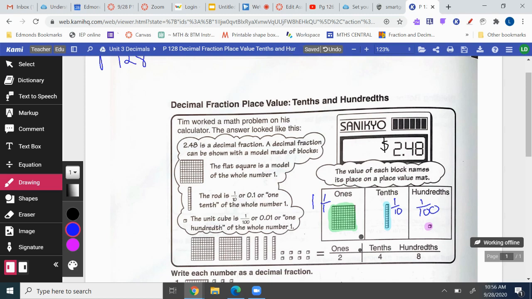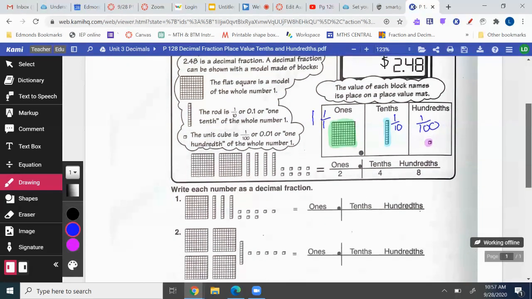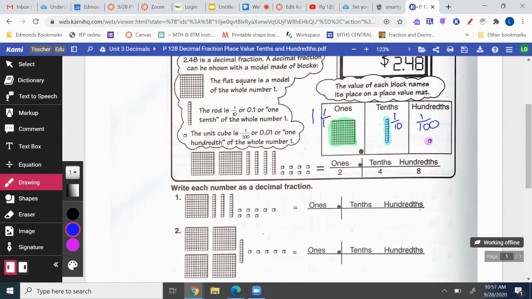So they talk about that he worked this problem and that 2 and 48 hundredths as a decimal fraction. A decimal fraction can be shown with the model of blocks. The flat is 1, the rod is 1/10 or 0.1, and this is 1/100th or 0.01. So let's take a look at that. So they show this all broken up and then they write it.